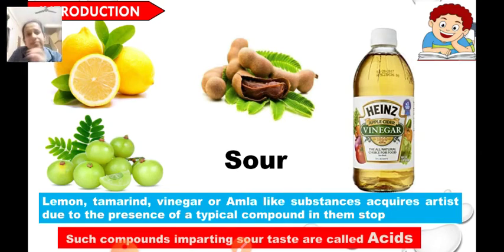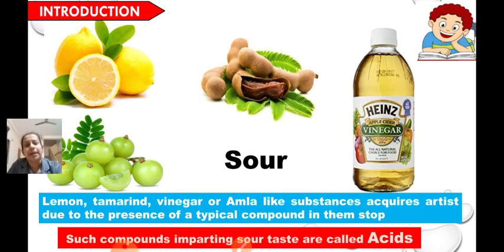Such compounds which are imparting sour taste to the food substances are called acids. Okay, remember dear students, acids have sour taste, but never go to taste concentrated acids which are available in the laboratory. These are natural acids which are available in the foods which we require for our growth and development. Fine. So sour taste is because of the compound called acid present in them.